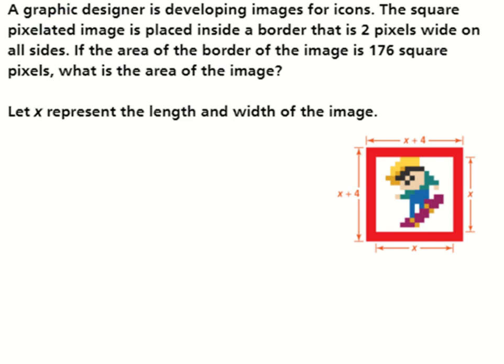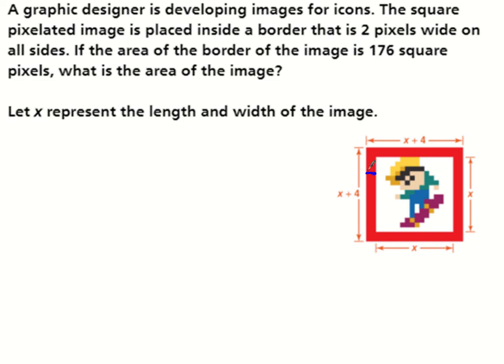Okay, so here a graphic designer is developing images for icons. A square pixelated image is placed inside a border. So we have the white square inside the border, and then we have the border, which is the red border. The border is 2 pixels wide on all sides. So this border is 2 pixels wide on all sides.